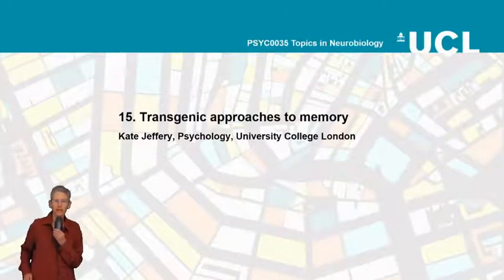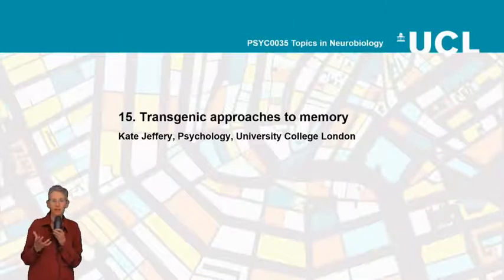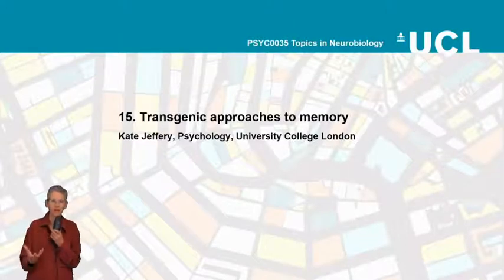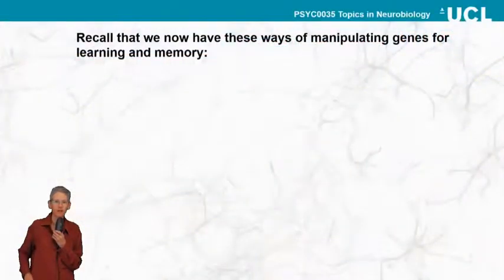So in the last lecture we looked at some of the methods that neuroscientists have been using to manipulate genes, and in this lecture I want to introduce you to some of the early studies using this method to answer some of the important questions about synaptic plasticity and memory. And then after that we're going to look at some of the more modern methods that have come along recently.